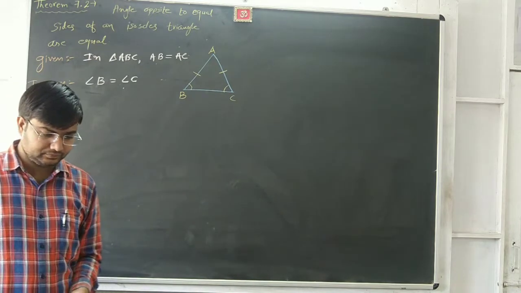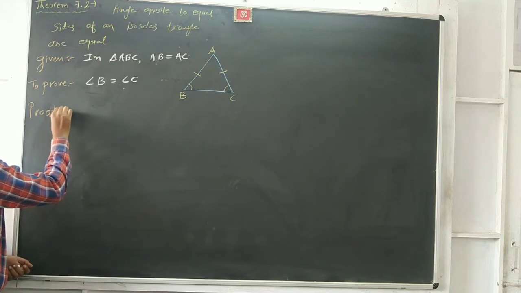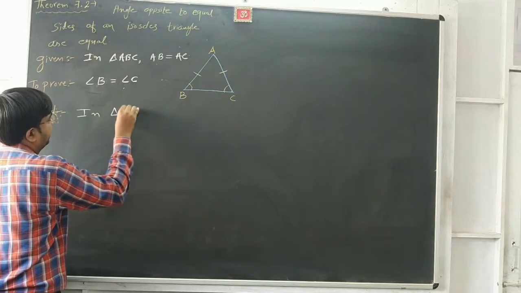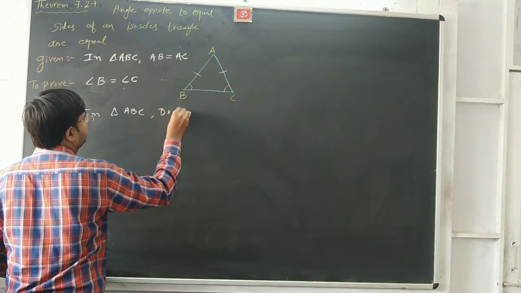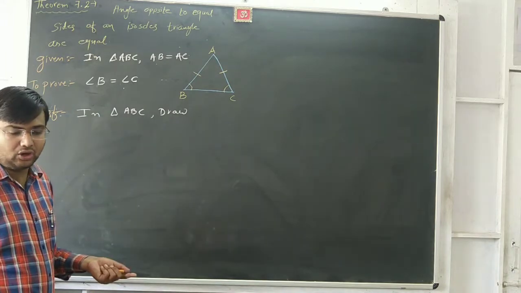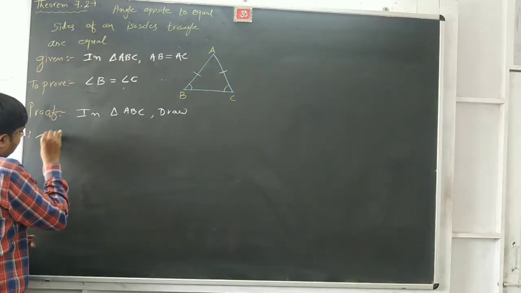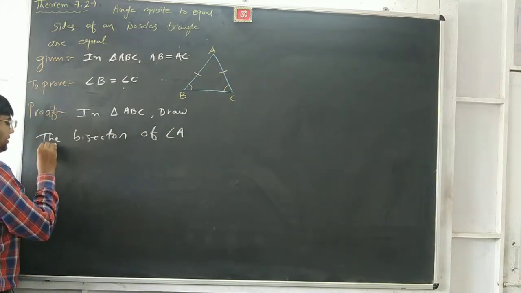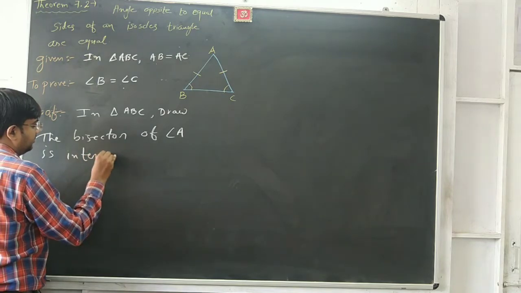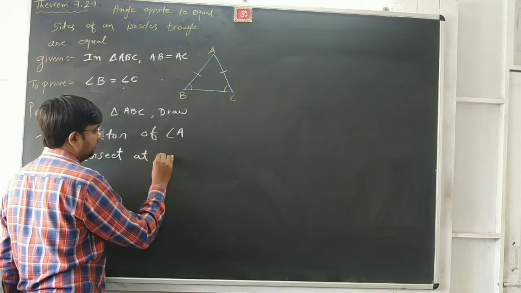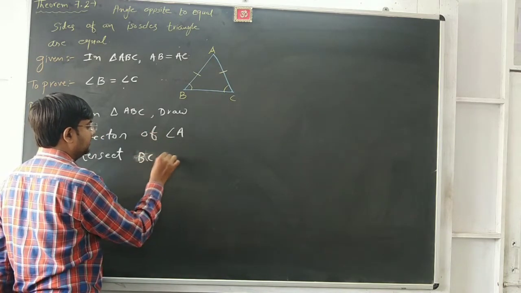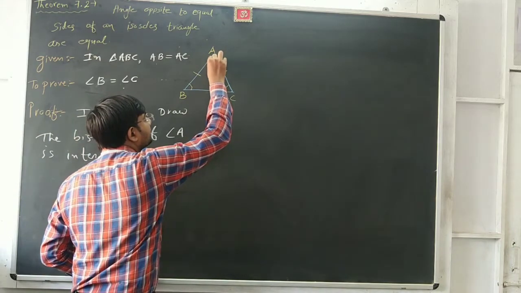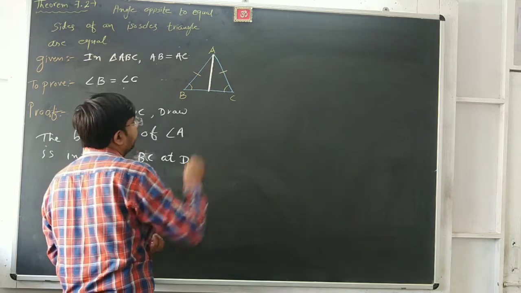In the proof, first of all, in triangle ABC, we draw AD, the bisector of angle A, which intersects BC at point D. Okay, I can bisect this triangle. Okay, this is the point D.